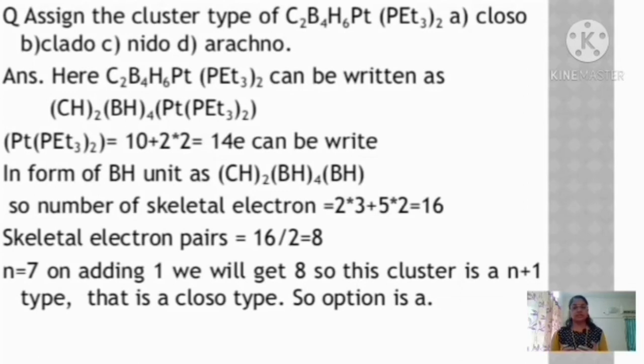Then after getting that, we have to find the skeletal electron pair. So it will be 16 divided by 2, that is equal to 8. Here the total number of boron and carbon atoms in this carborane is 2 plus 5, that is 7, so n is equal to 7. On adding 1 only we are getting the skeletal electron pair, that is 8. So it is of the n plus 1 type. n plus 1 is the condition of a closo type. So this C2B4H6 (PtPEt3) whole twice belongs to a closo type cluster. So the option is A.